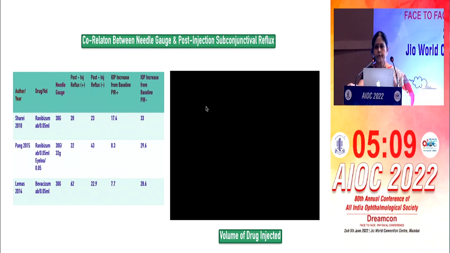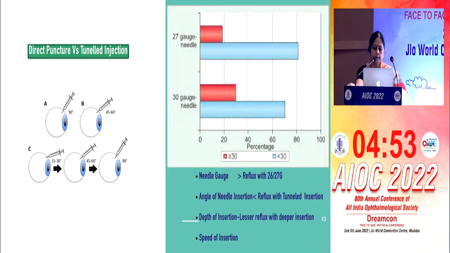If you are using a smaller gauge needle, and if you are puncturing the globe and injecting deeply into the eye, the post-injection reflux will be less, and that can result in a very high transient elevation of pressure. This is actually a safety valve mechanism which should be encouraged in your subjects. If you're injecting by a tunnel entry into the vitreous cavity, or if you're injecting deep into the vitreous cavity, the PIR will be less.